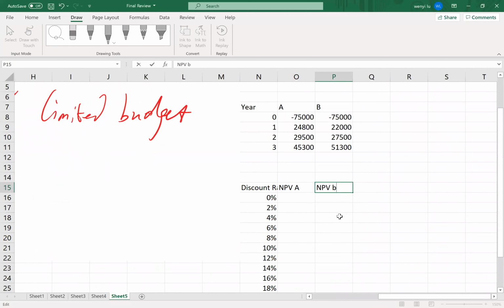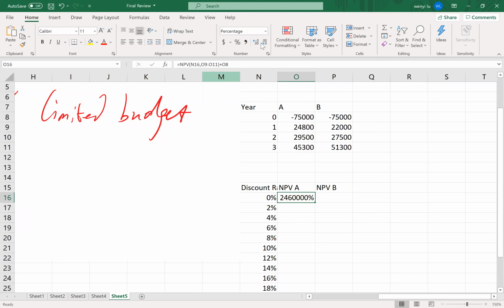And I know you guys are very familiar with NPV functions. So here, just one more time, we will do these functions. So NPV, we will choose the discount rate. Now we will choose the values. Then after you choose the values, you will plus the initial cost. So this should be in numbers and not in percentage. So regular numbers. This is for A.